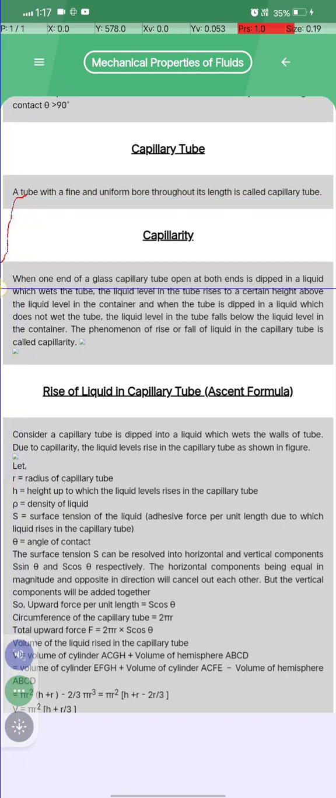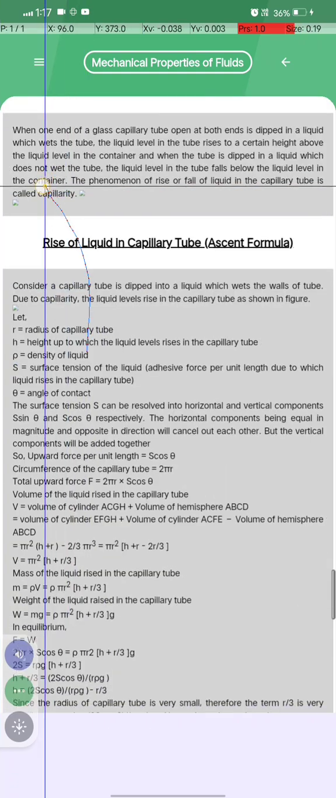What is capillarity? When one end of a glass capillary tube is open and dipped in a liquid which wets the tube, the liquid level in the tube rises to a certain height above the liquid level in the container. When the tube is dipped in a liquid which does not wet the tube, the liquid level in the tube falls below the liquid level in the container. This phenomenon of rise or fall of liquid in the capillary tube is called capillarity.